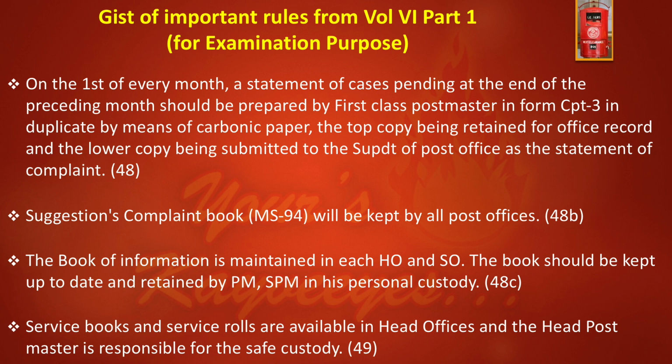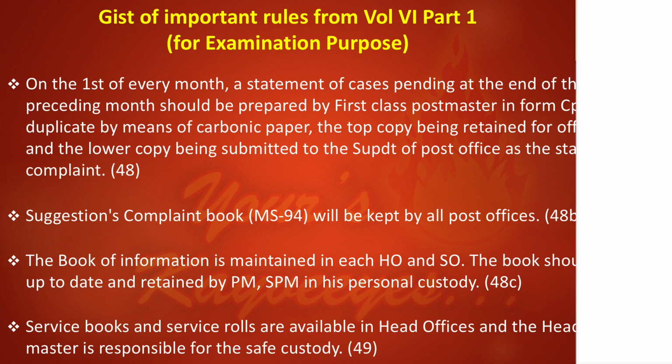The suggestions and complaint book, maintained in form MS 94, will be kept by all post offices. Rule number 48B. The book of information is maintained in each head post office and sub post office. The book should be kept up to date and retained by the postmaster or SPM in his personal custody. Rule 48C. Service books and service rolls are available in head offices and the head postmaster is responsible for their safe custody. Rule number 49.